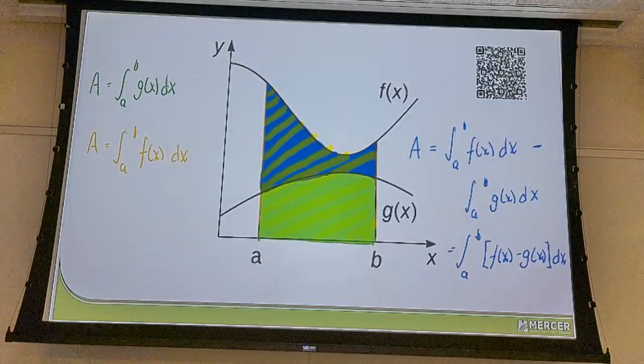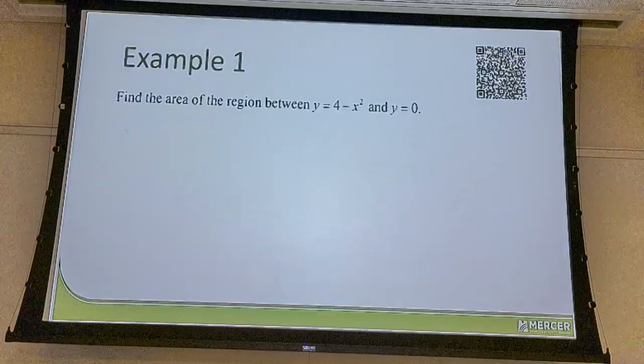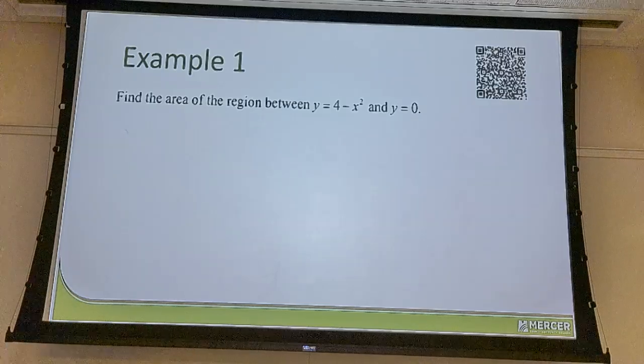That's okay. We want the area between y equals 4 minus x squared and y equals 0.